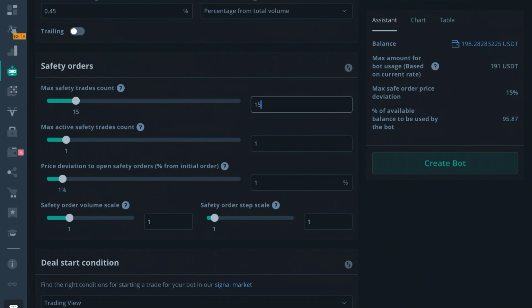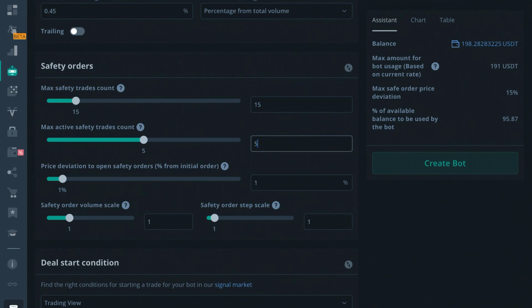So let's take a look at the next setting, the max active safety trades count. Now, currently, as I make this video, you can only have 10 max active safety trades. And what these are, are orders that go onto the order book at the time of the initial deal start. So if you only have one max active safety trade, whenever your deal starts, it will place one take profit order and one safety trade order. Now, if you select multiple max active safety trades counts, let's say you put 5 here, that means your bot will put 5 safety trade orders onto the market at the time of the deal start.